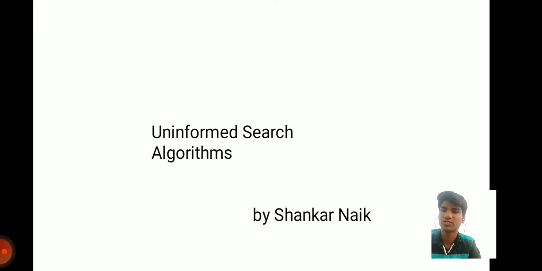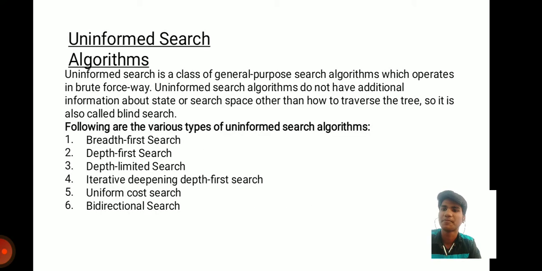Let me start with the definition of uninformed search algorithms. Actually, uninformed search is a class of general purpose search algorithm which operates in brute force way. Uninformed search algorithms do not have additional information about state or the search space other than how to traverse the tree. So it is also called blind search.